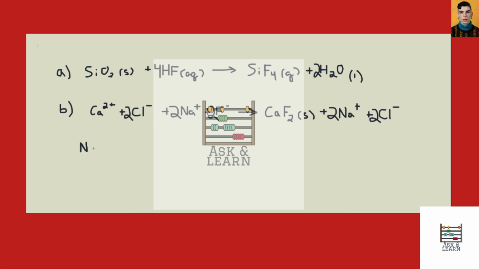Now let's write the net ionic equation. I'm just going to put little slashes for the things that balance each other out. There's 2 chlorine ions in reactants and products. There are 2 sodiums in reactants and products. So what we're left with is calcium and fluorines, producing solid calcium fluoride. And again, the ions would have aqueous state next to them, but I left it out to save space.